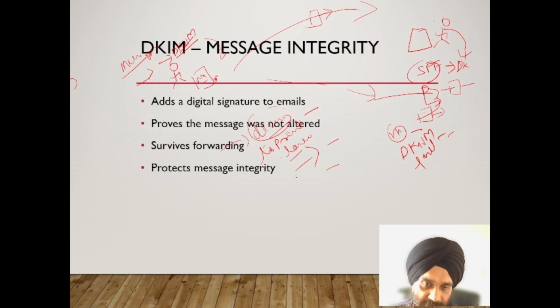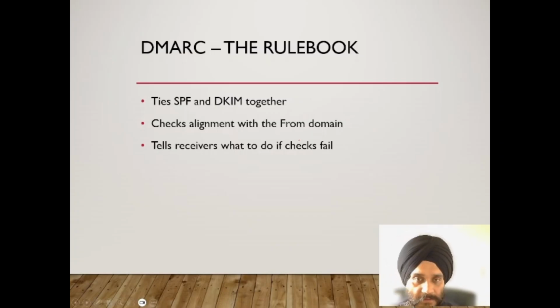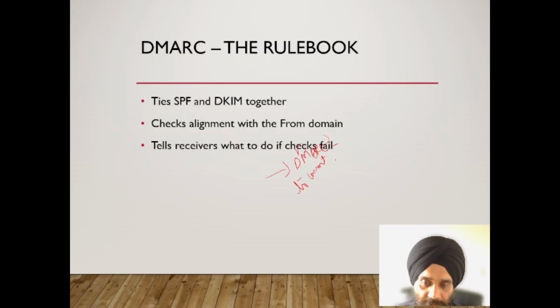So it protects message integrity, proves the message was not altered, and adds a digital signature to your emails. Now let's talk about DMARC, the rule book. DMARC stands for Domain-based Message Authentication, Reporting and Conformance. We use DMARC to prevent cyber criminals from phishing and spoofing your domain. DMARC allows you to control what happens when authentication fails.